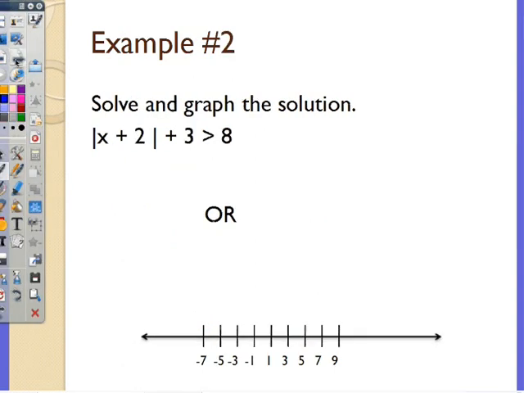One more example because I love you and I want you to really understand this. Pause the video and try it. Don't forget to get rid of the 3 first.